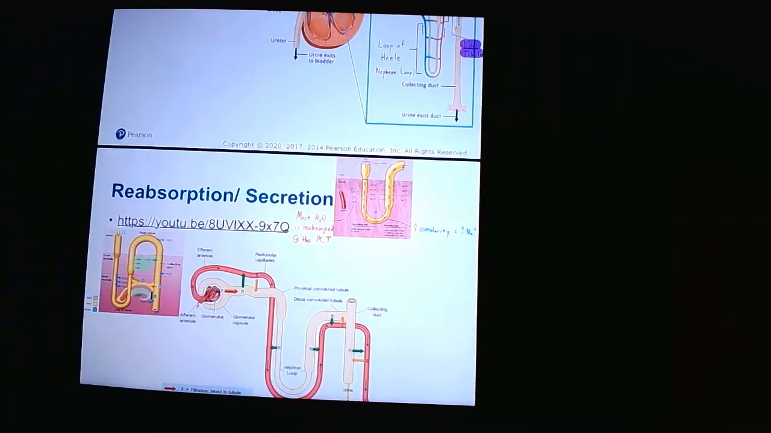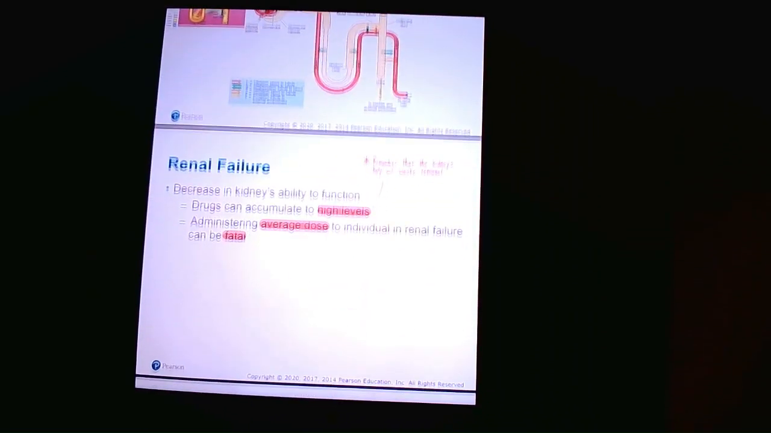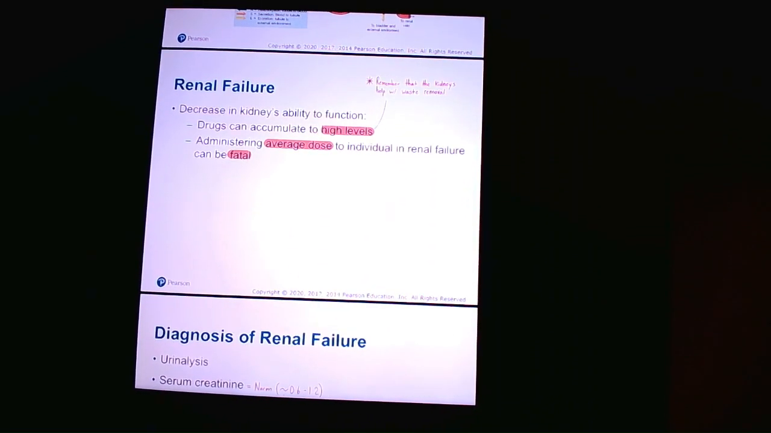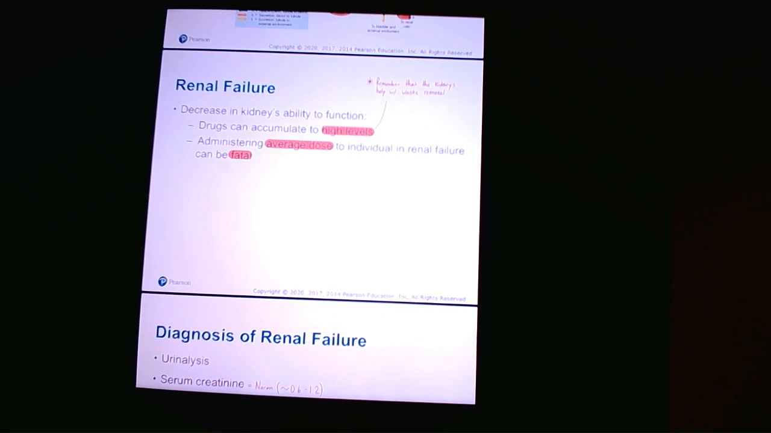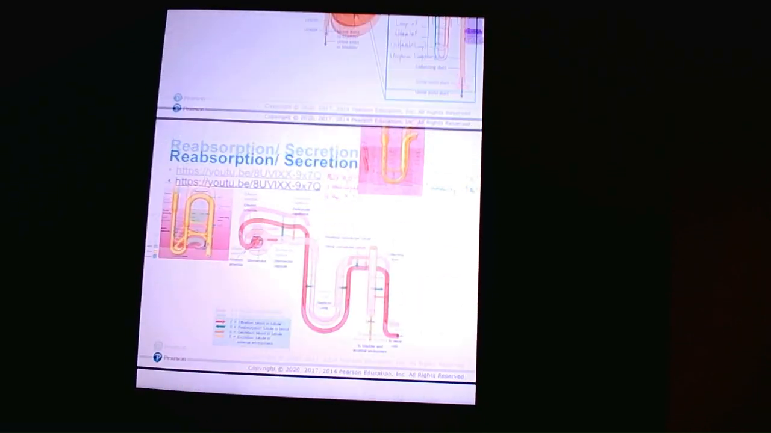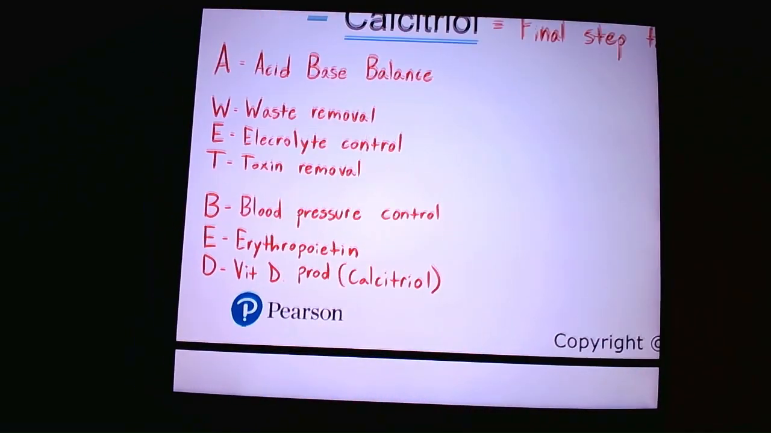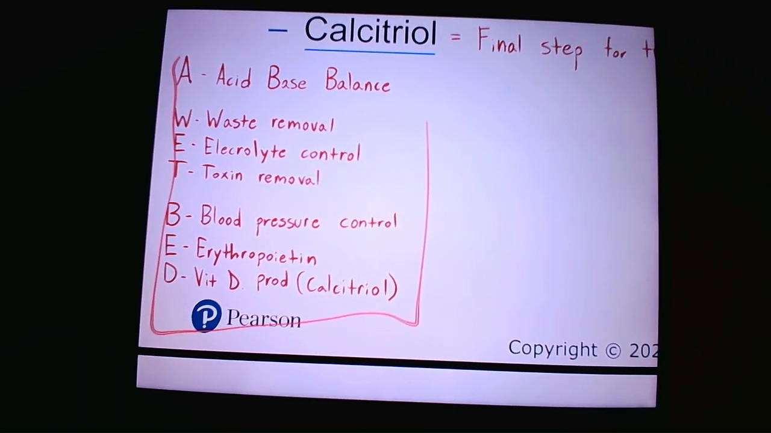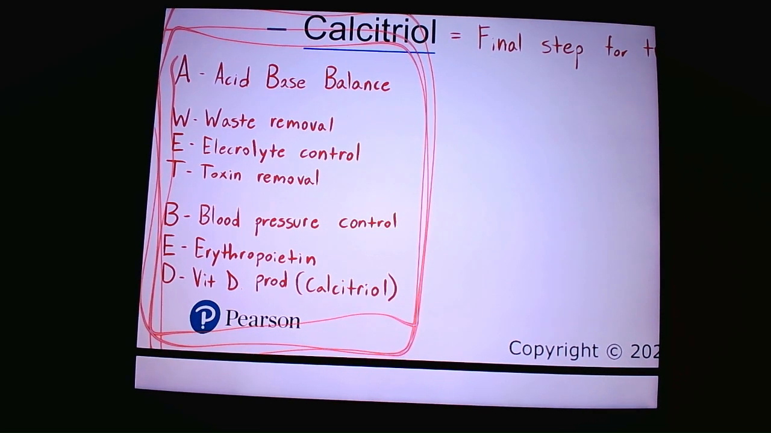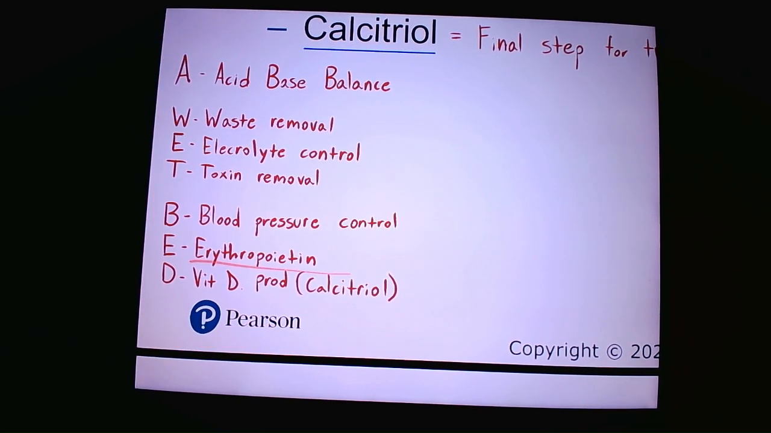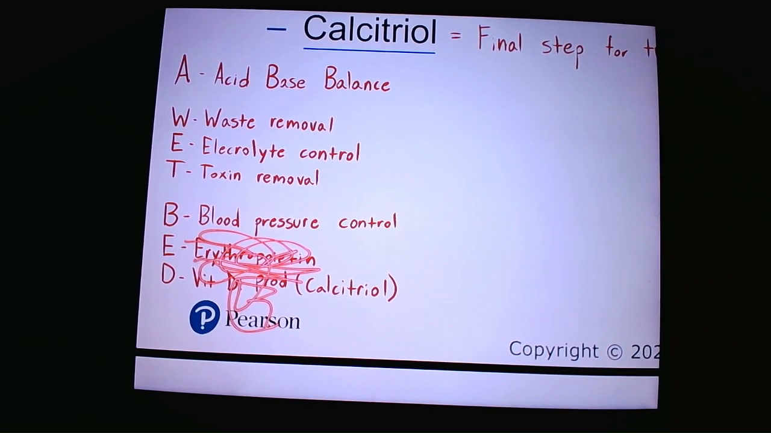Okay, so now we're going to move on. Renal failure is basically an alteration to all this. If you want to know what renal failure affects, just remember a wet bed. It will affect your ability to create erythropoietin. In fact, a lot of patients who have end-stage renal disease are anemic because they can't make red blood cells because their erythropoietin is off.